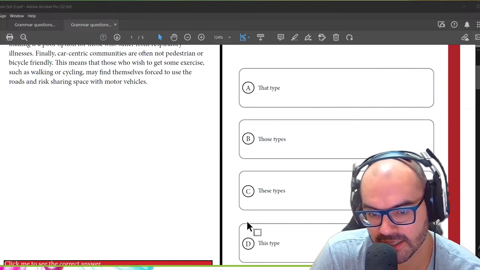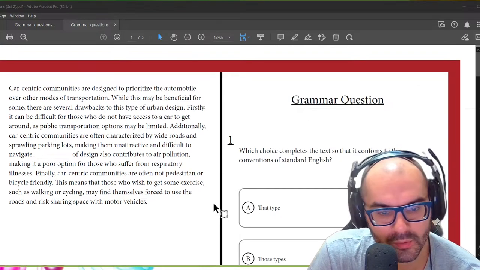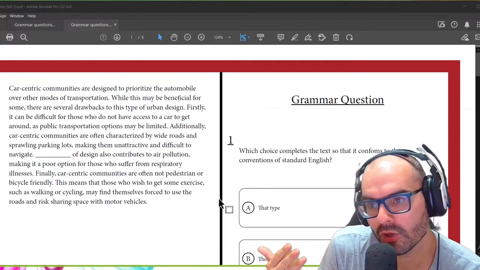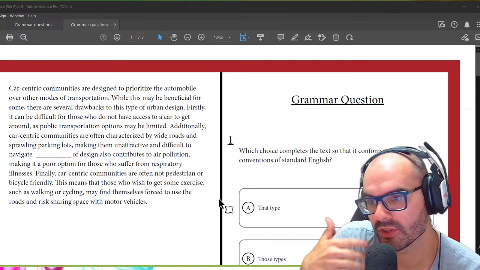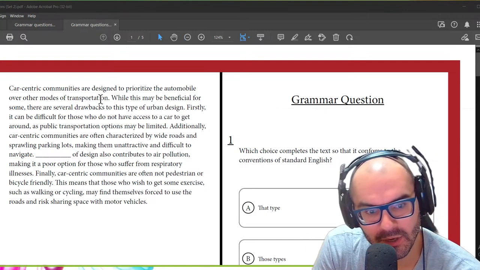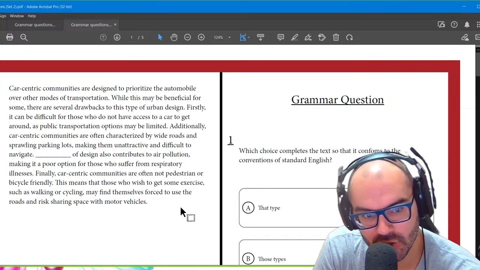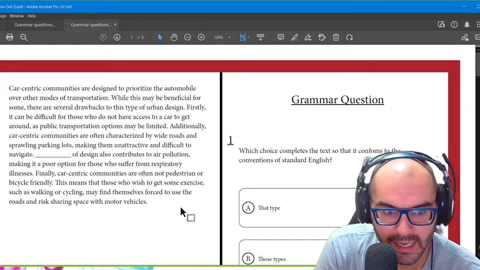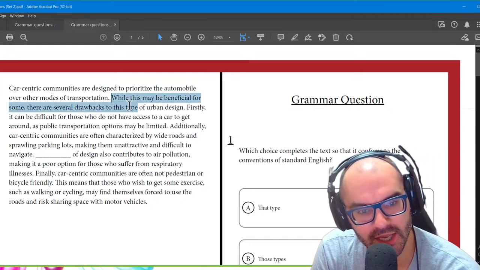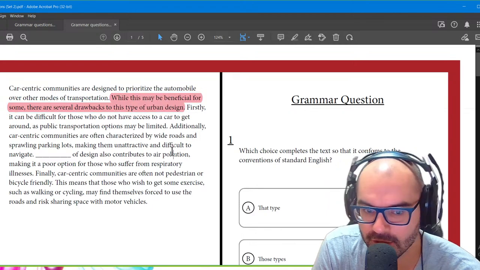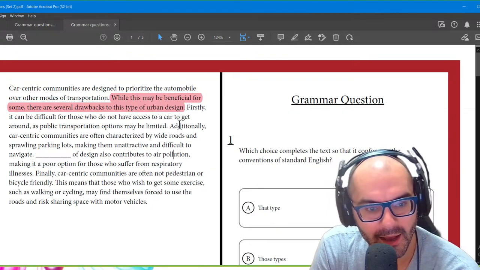We have this, that, these, and those. Pretty straightforward. We're just looking for whether we should use singular or plural, and then whether we should use this or that. Now, something to look at here, when you get a paragraph like this, you may be able to look around and see if there's another example, right? And sure enough, just checking this sentence, you'll notice that it uses the word this type. And so that could be a clue right there for me.